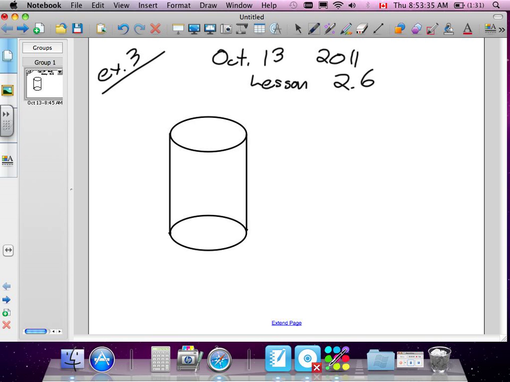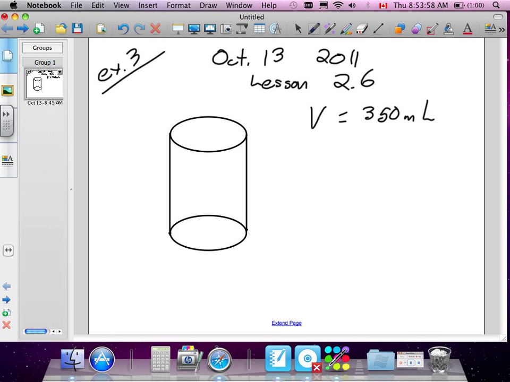So, it says Naveed is designing a can with a volume of 350 milliliters. What is the minimum surface area of the can? Determine the dimensions of a can with a minimum surface area. So, first of all, we know the volume is 350 milliliters.